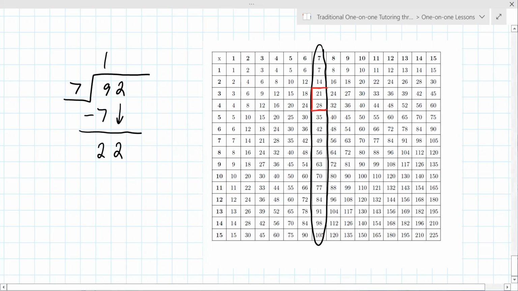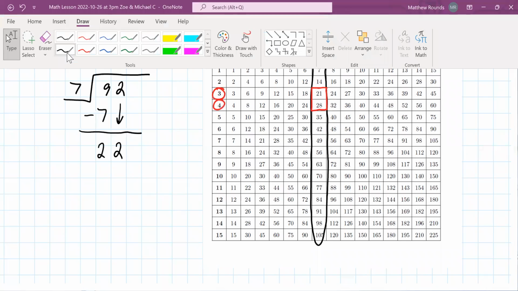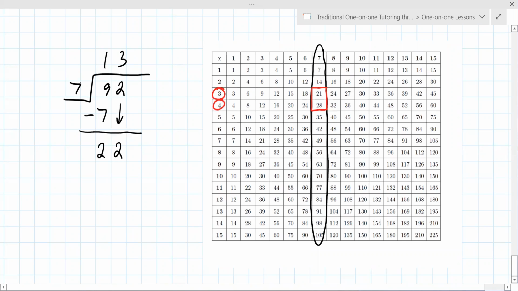Do you see that 21 is less than 22? Yes. Okay, so 22 goes right in the middle of those. See how we're choosing between 3 and 4? So we want to choose the smaller number. We want to choose 3. What is 3 times 7? 21. And you subtract. And what is left over? 1. So your remainder is 1.